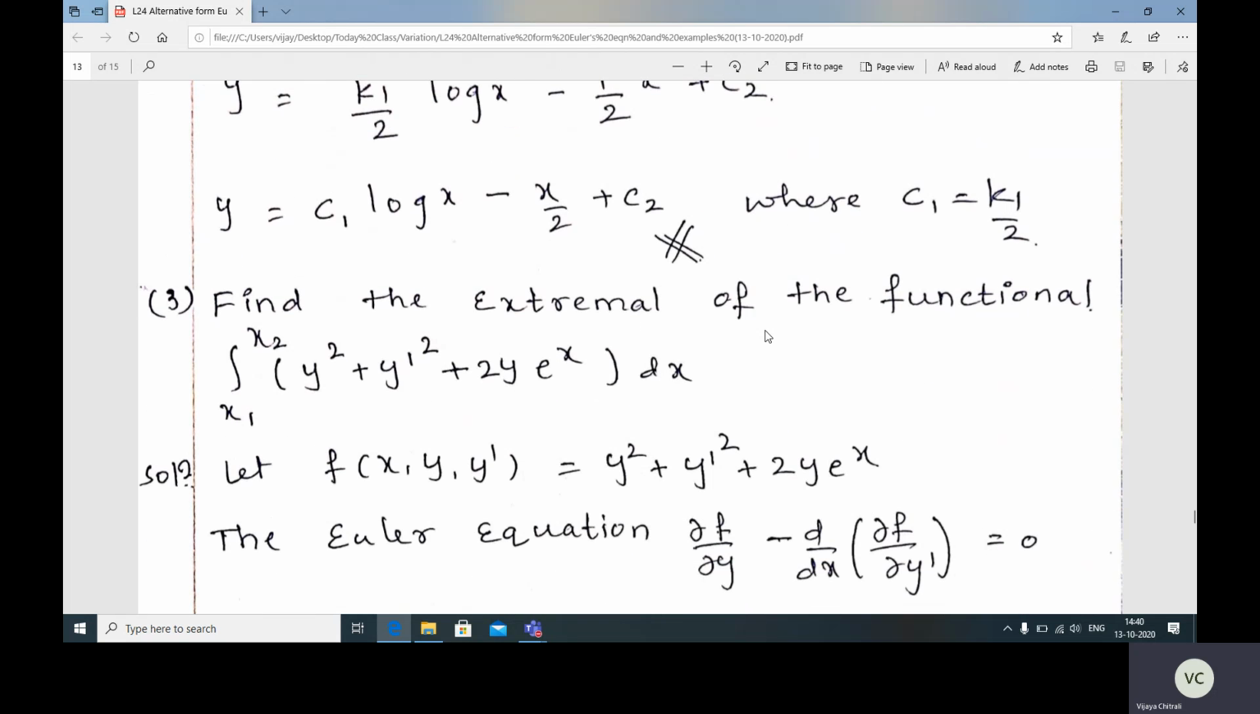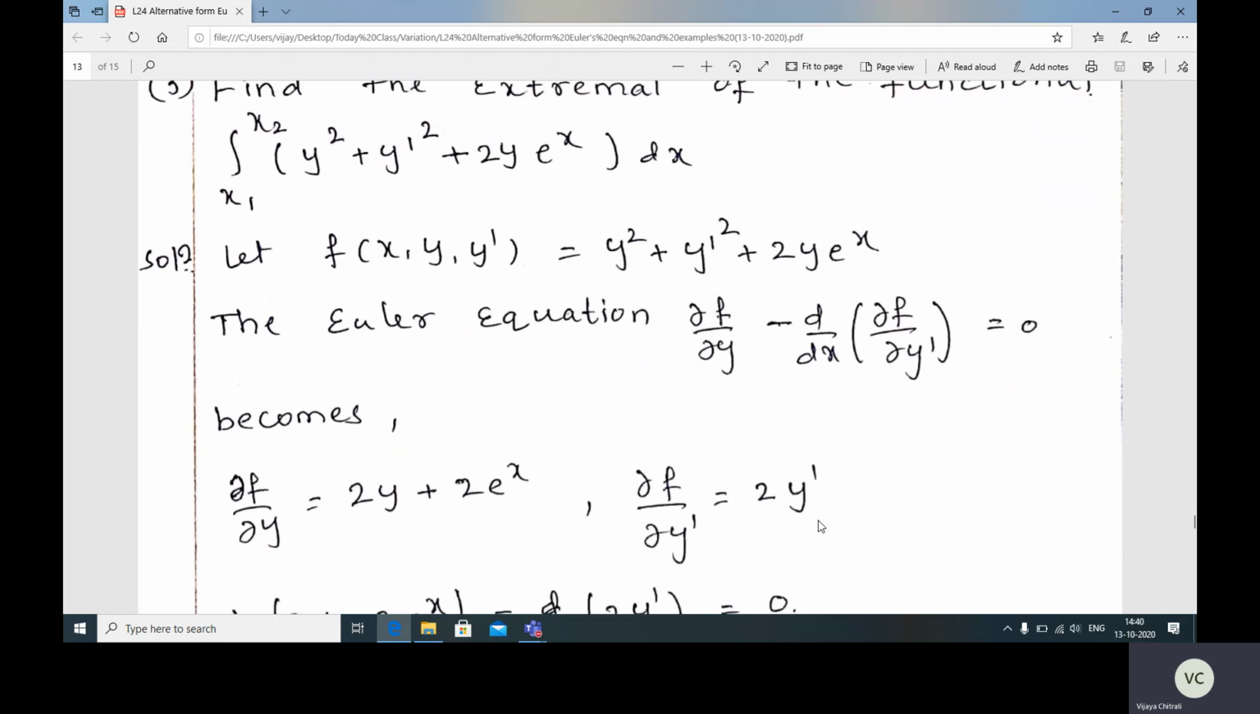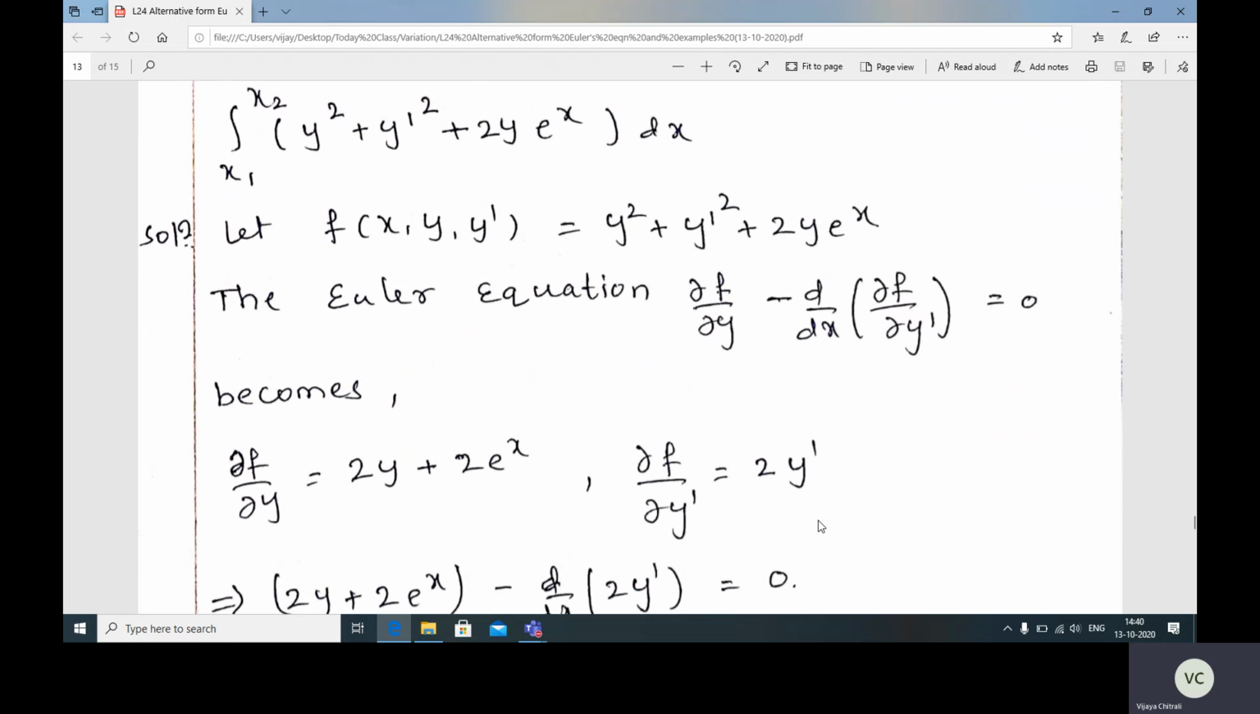Find the extremal of the functional integration from x1 to x2 of y square plus y dash raised to 2 plus 2y e raised to x dx. We need to find the extremal of this functional. So let f of x, y, y dash be y square plus y dash raised to 2 plus 2y e raised to x. Now Euler's equation: dou f by dou y minus d by dx of dou f by dou y dash is equal to 0.